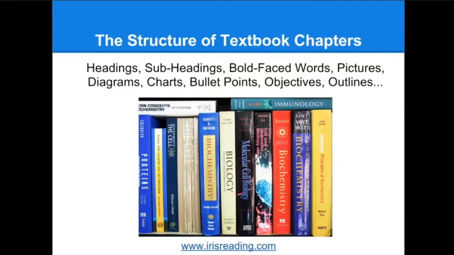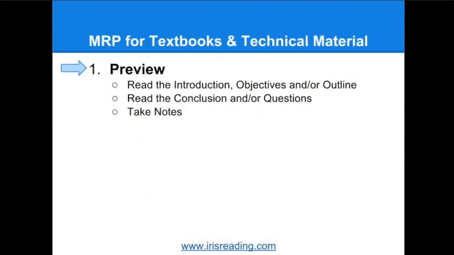So our first step in the multiple reading process, or MRP for short, is the preview. The preview is simply reading, and keep in mind we're previewing a chapter right now, the introduction, the objectives and or outline that's at the beginning, and then you read the conclusion or maybe the questions at the end. So basically, you read something from the beginning and you read something from the end.